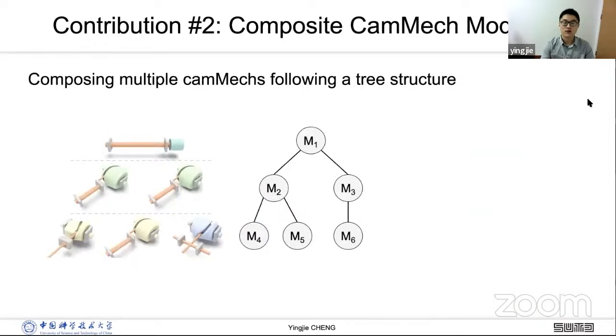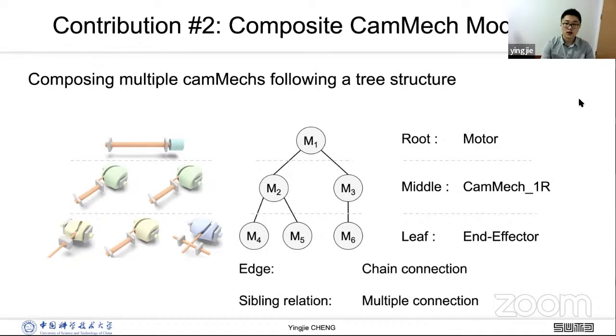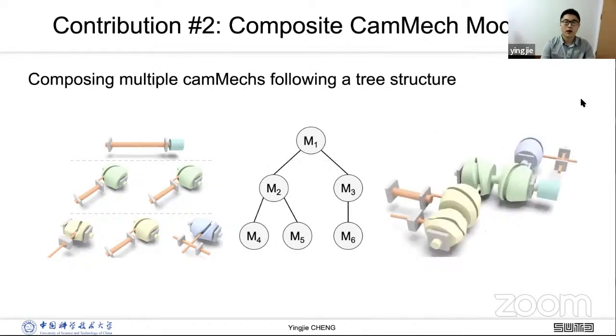With these 2 connections, we can compose multiple CamMechs following a tree structure. In this tree, the root node is a motor, and the middle nodes must be Cam1R, since it can output a rotation. And each leaf node is an end-effector. In this tree, each edge is a chain connection, and the sibling relationship is multiple connection. Here is the result of a complete CamMech following this tree structure.